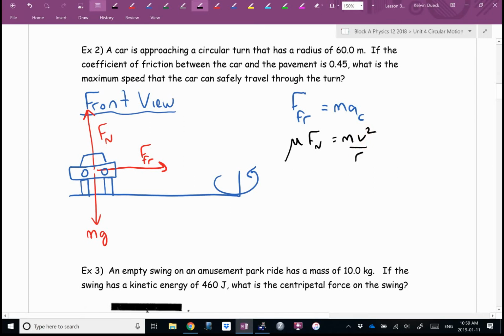I don't know the normal force. Oh, but look. I know another force the same size as the normal force. What? Friction's the same size as the normal force? Oh, did you say m? Is that what you said? Oh, okay. Mu mg equals mv squared over r.